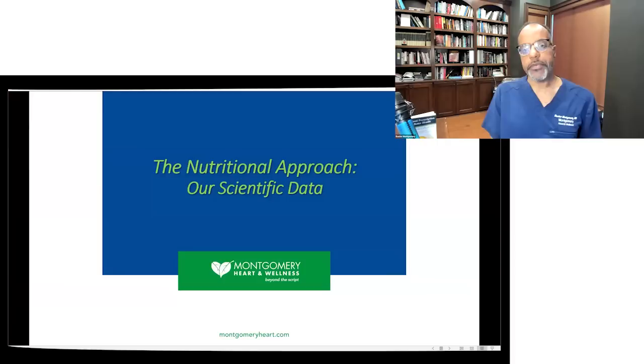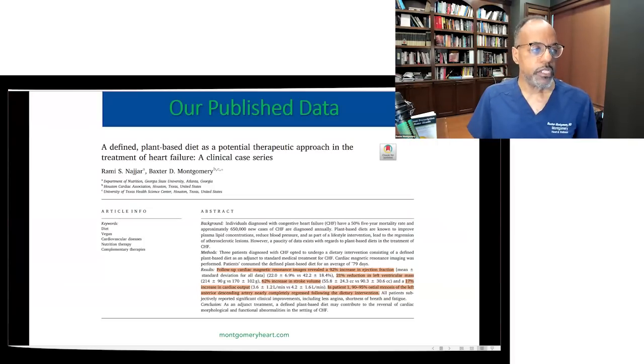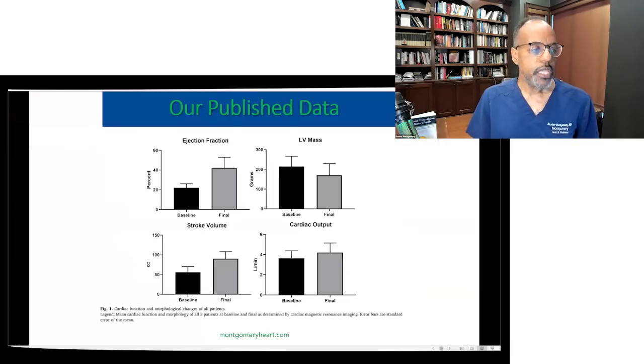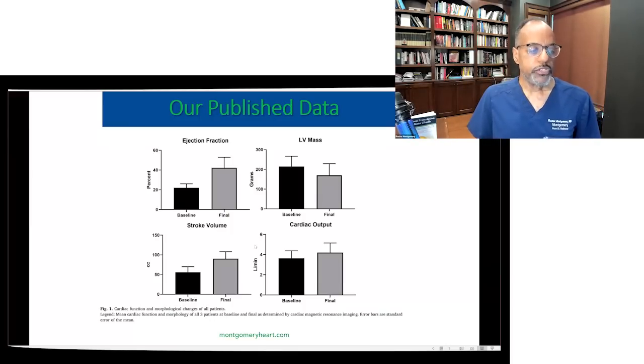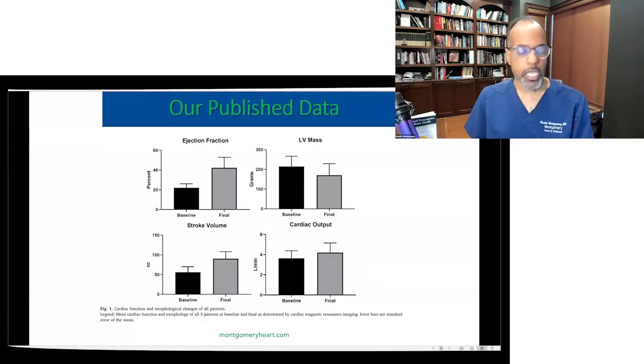So what's the science behind this nutritional approach? We've looked at this in a clinical case series of some patients with congestive heart failure, to which we've applied this nutritional approach. And the data show, and this is the case here, a patient with heart failure who started with an average ejection fraction of 22%. It went up to 44%. There was a significant regression in LV mass, so there's some reduction in hypertrophy. There was a trend toward increased cardiac output and a trend toward increasing stroke volume, which is the amount of blood that the heart pumps with each beat.